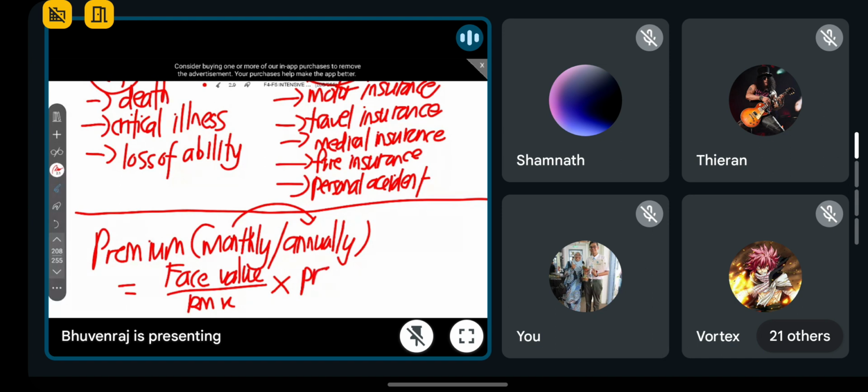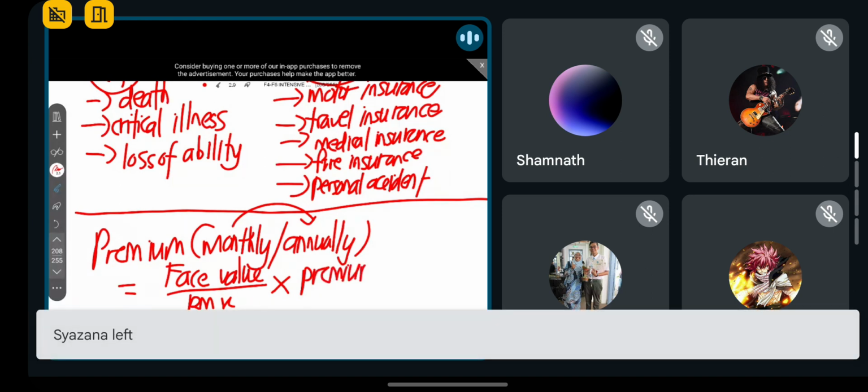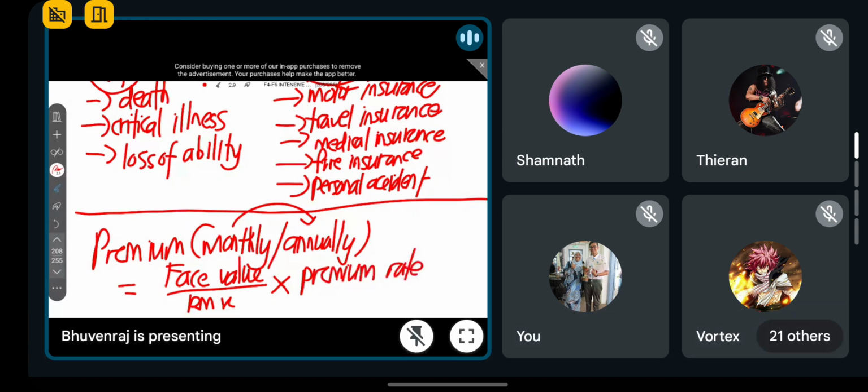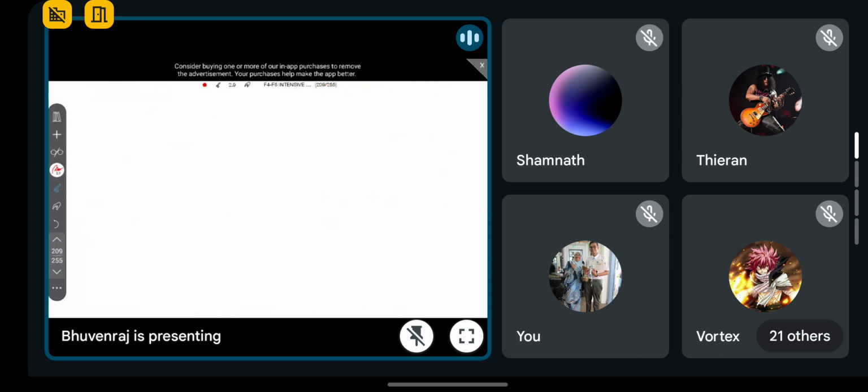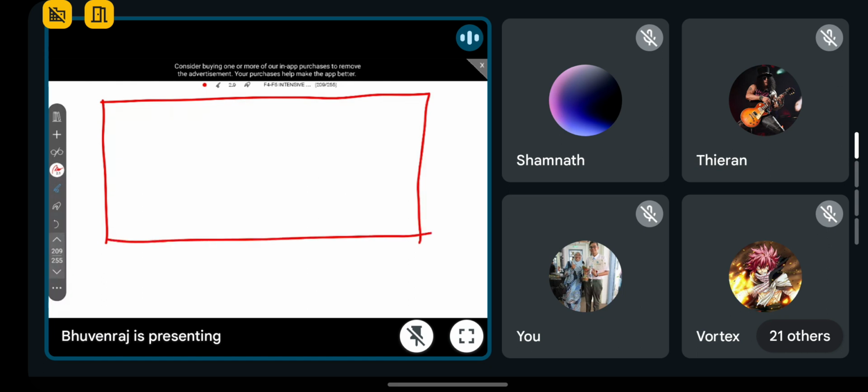Okay, and then this one premium rate. Yang ni kamu kena tahu baca jadual. This one you need to know how to read table. Okay, baru kamu boleh dapat kadar premium yang ni. Okay, so this is the formula over here. Okay, so we try with one practice. Okay, let's say yang paling biasalah kamu nampak. The most common example keluar dalam exam. Okay, mereka akan bahagikan macam ni.